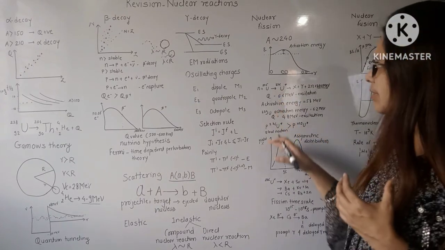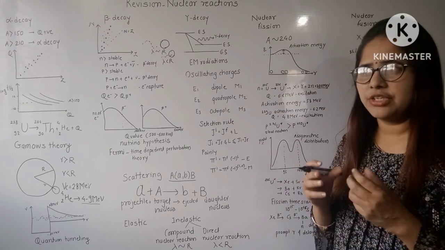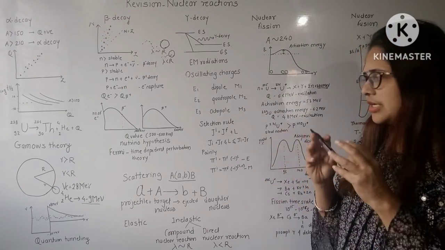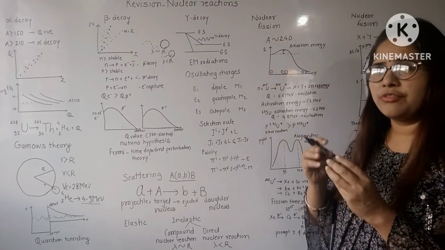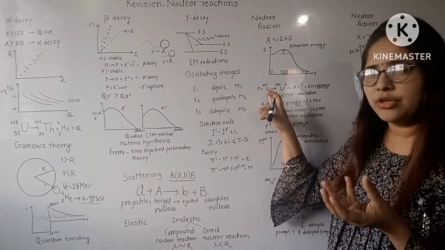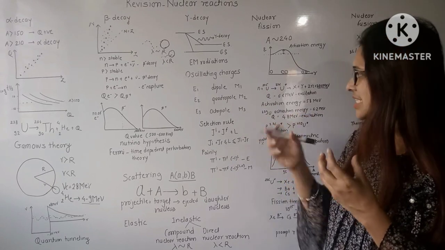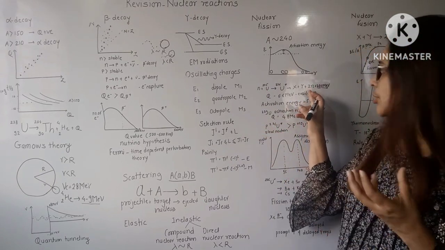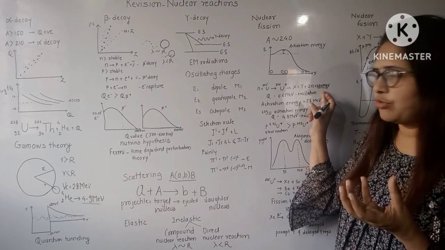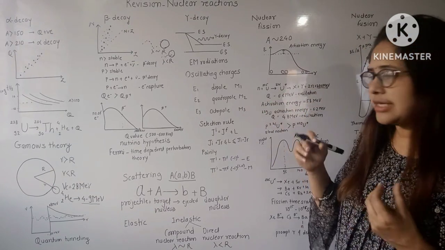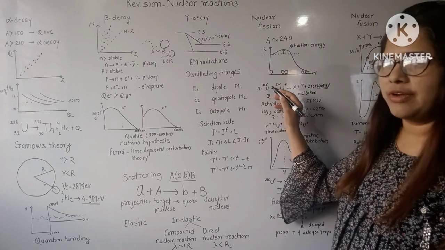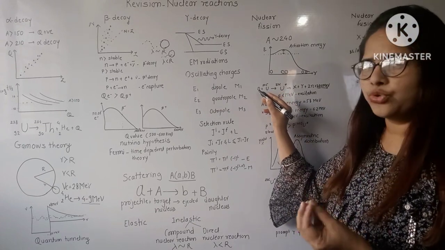So let us see what is meant by a fission reaction. Fission reaction is the splitting of one heavier nucleus into two nearly equal masses, giving out some neutrons and some excess amount of energy. We have taken an example of uranium-235, which is bombarded by a slow neutron.